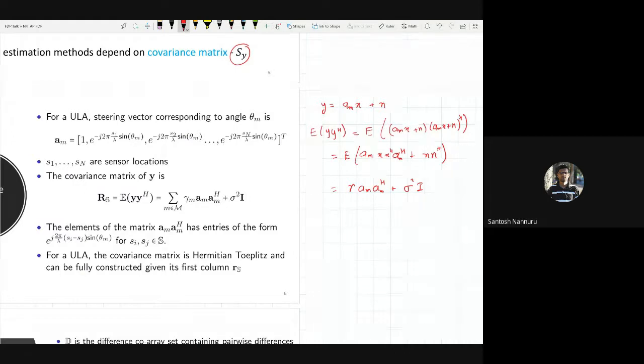So I've done this for a single source. For multiple sources, this is the general formula. Everyone follows that? If there are multiple sources, instead of a_m x, I will have a summation of a_m x_m. I will sum over all that. I can have m here also, the m-th source or something.